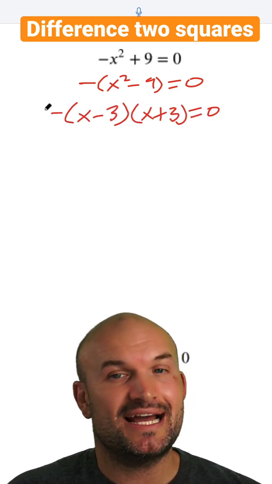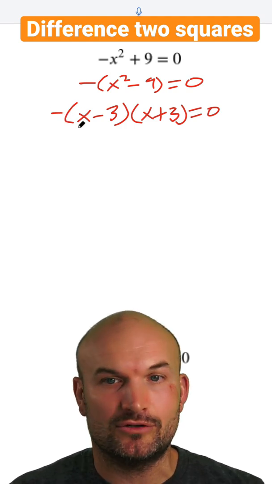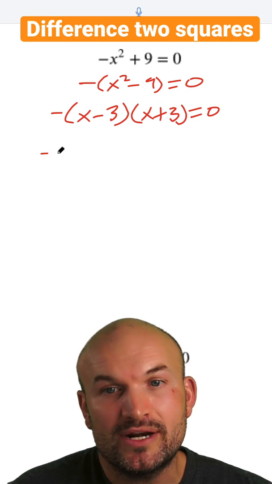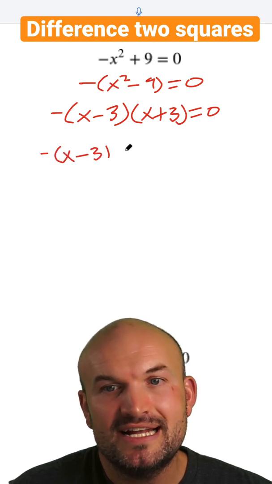Now, what I want you to recognize here is this negative is again that scalar multiple. It's not actually going to be impacting any of my answers. If you want to write it with one of your factors, that's perfectly fine. It's not going to change the answer.